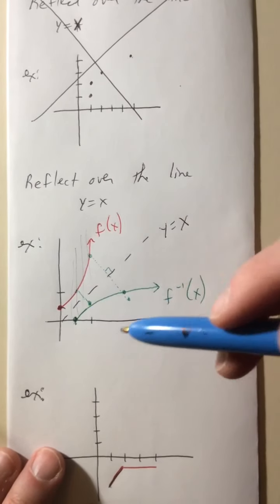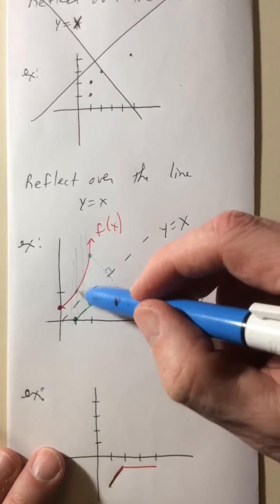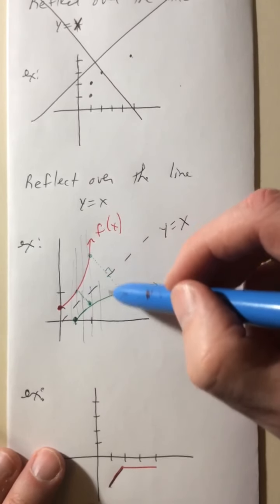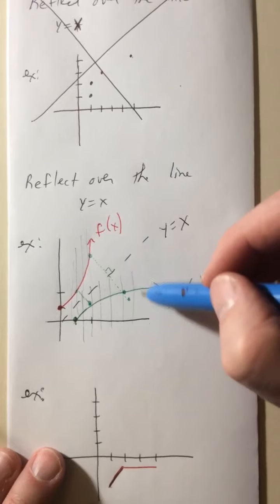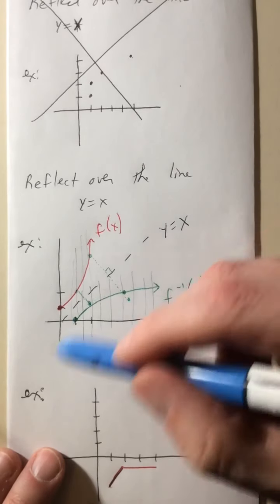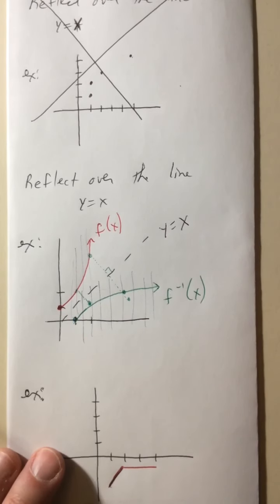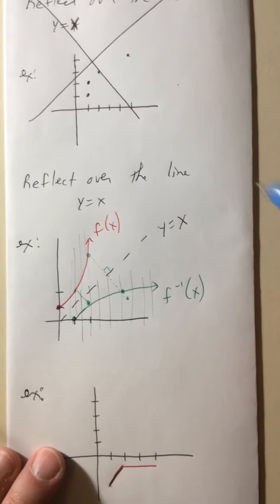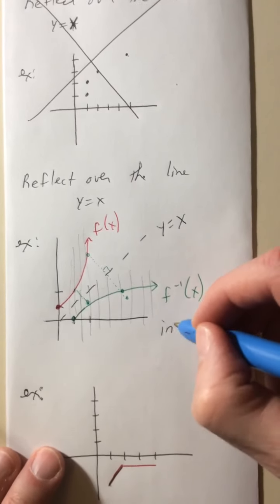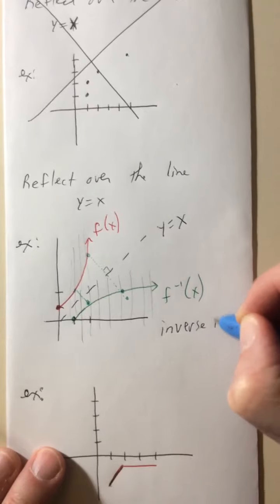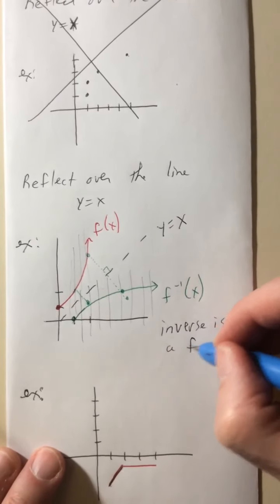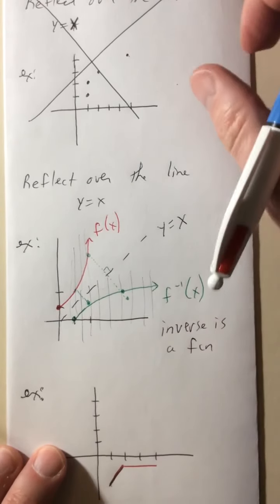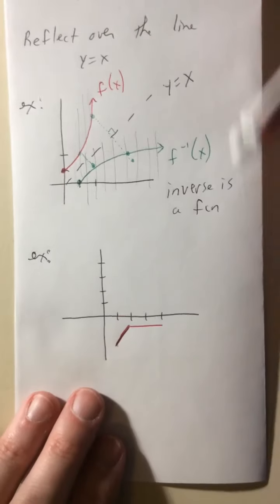We can do the same thing with the green line right here. So let's just make our lines right through here, and we can see that every vertical line that we draw is only going to hit the green curve once, so therefore the green curve is a function. So the inverse is a function. Okay. So again, reflect over the line y equals x.